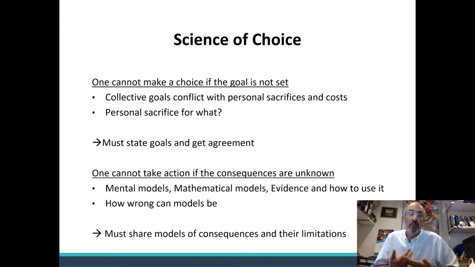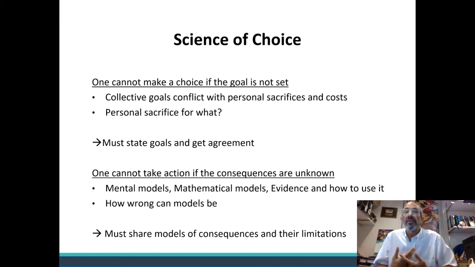We have to state what we want. We want a world without COVID-19 disease. How do we get there? What is the coherent understanding? So the second principle here, we have to share our understanding of consequences. When we are making choices, people have to share their understanding of how the choices lead to the goal.